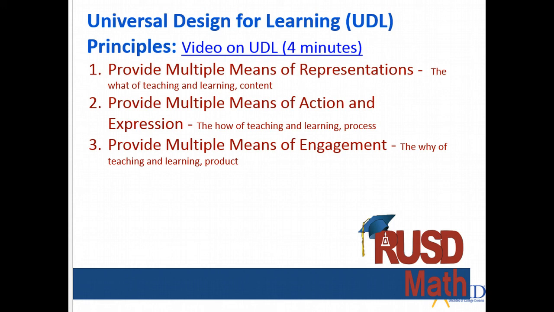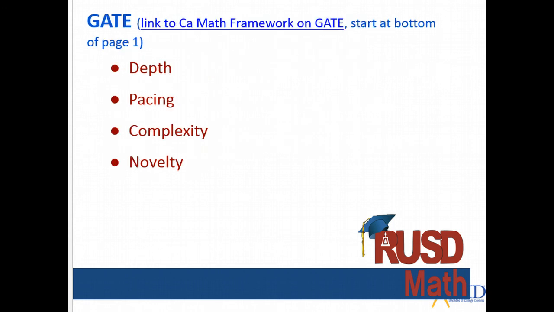So we'd like for you to answer the following question. How have these 3 standards been addressed in the prior activity? And if they were not addressed, what should be added to the activity to better address them? In Haiku also, you should find a link to the California Math Framework on GATE, how to better address learning for our GATE students. And we'd have you start at the bottom of page 1 on that document. So again, pause the tape and go look at that document and then come back.